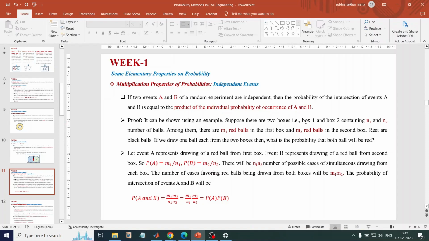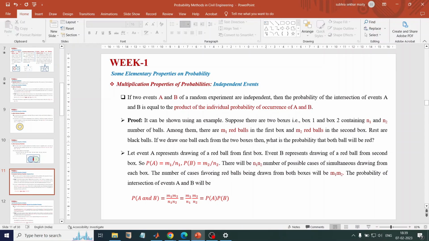Suppose you have two boxes, box 1 and box 2, each containing n1 and n2 number of balls. Among the balls, there are m1 red balls in the first box and m2 red balls in the second box. The rest of the balls are black. If you draw one ball from each of the two boxes, then what is the probability that both balls will be red?